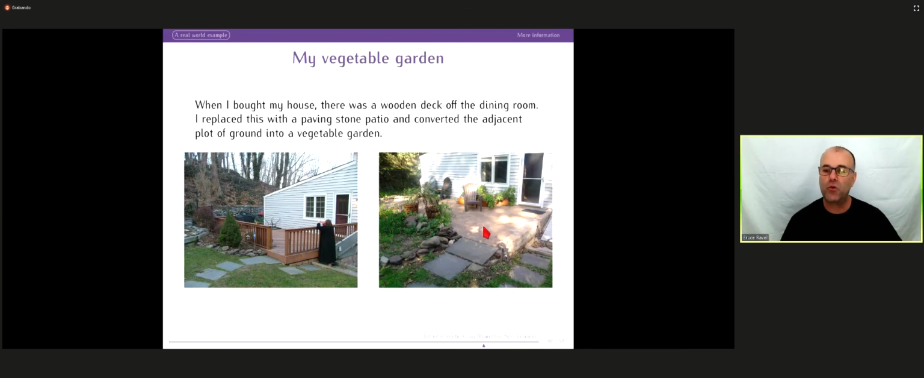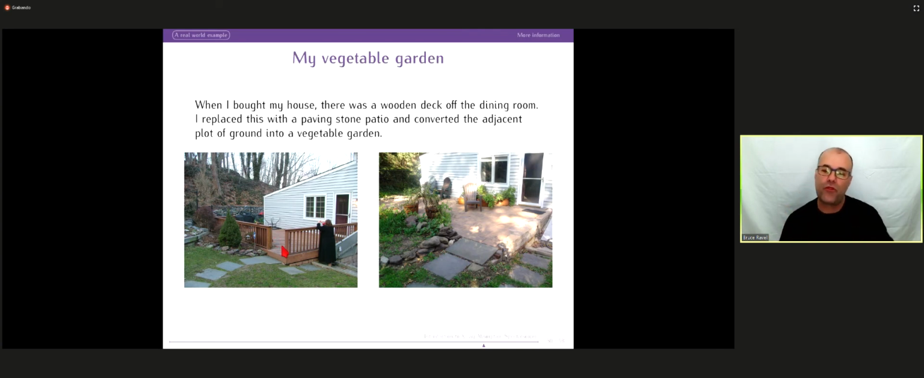Here's a much more recent picture of the side of my house. I've replaced the wooden deck with a paver stone patio. And you can see also, it's kind of weedy and messy right here, but you can see that I have a vegetable garden. So in this area right here, where there was this sort of Christmas tree thing, I took out the Christmas tree so that I could plant vegetables there. But I also took out this wooden deck.